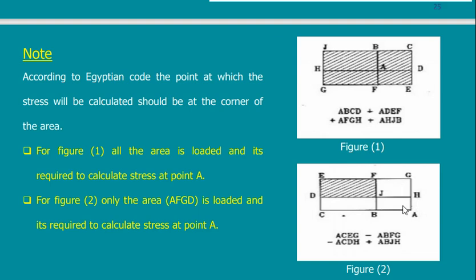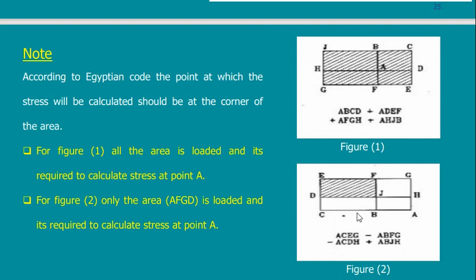So if I calculate the stress due to this big area, then I calculate more than the required stress, because I calculate the stress here due to this area plus this and this and this. I need to subtract them. But to subtract them, they should be corners.